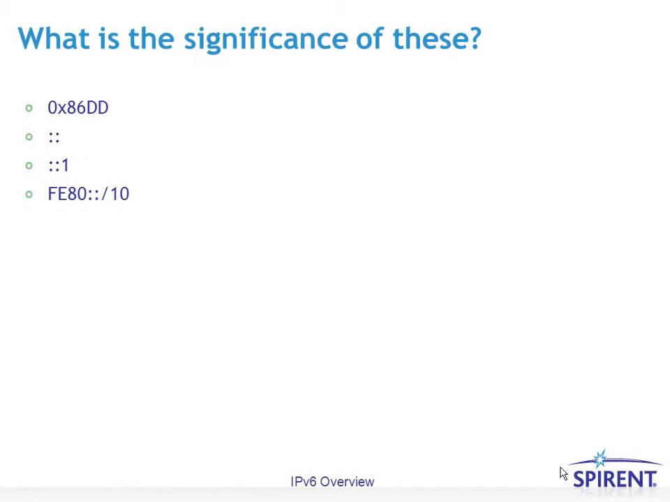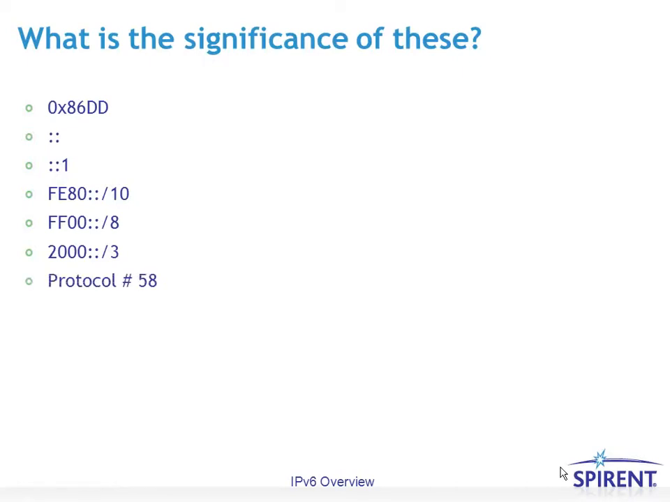FE80 colon colon /10, that is the link local address for IPv6. In a way, it's similar to the automatic private IP address that would be configured in the absence of a DHCP server with IPv4. FF00 colon colon /8, that is an IPv6 multicast prefix. 2000 colon colon /3, that is the IPv6 global unicast prefix space. Basically, the block of IPv6 addresses that are being handed out and considered globally unique.